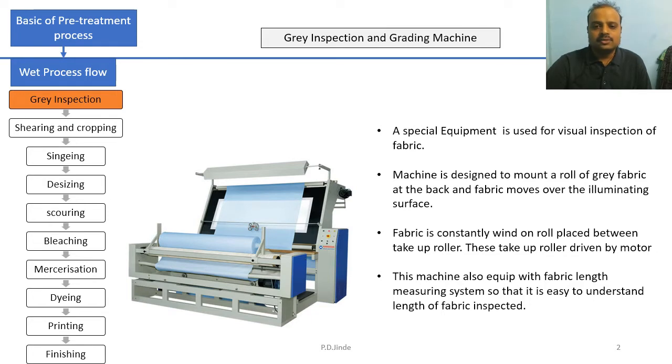Overall, this machine has an illuminating surface. As I already told you, an illuminating surface means a surface where a high intensity of light is flashing on the fabric, so that even the smallest fault can easily be observed when the fabric is moving from the back to the front of the machine. The fabric is constantly moving forward and gets wound onto another roller, the take-up roller. So this is a simple machine known as a fabric inspection machine.